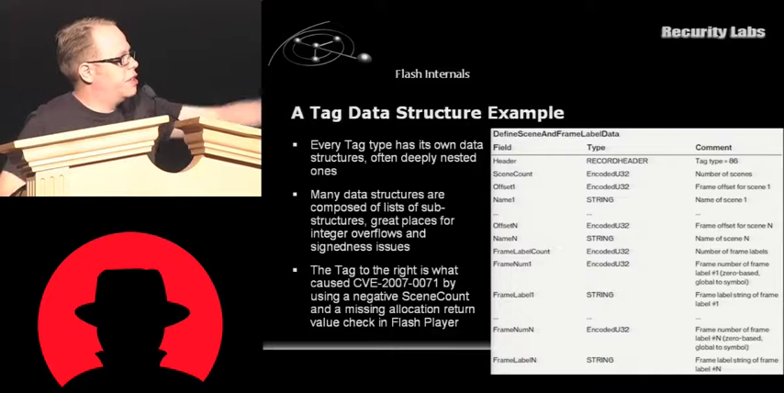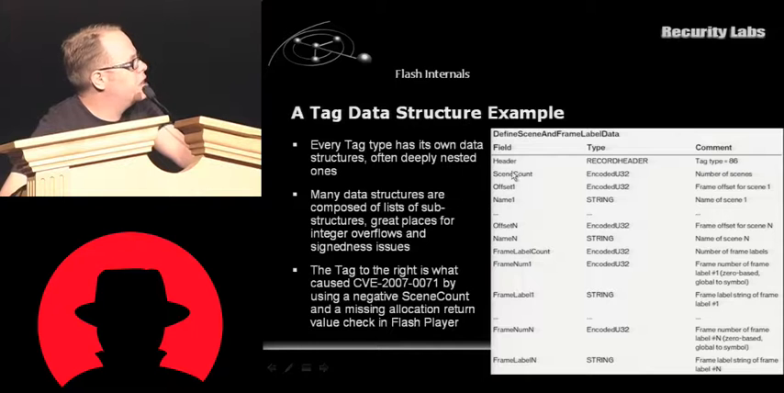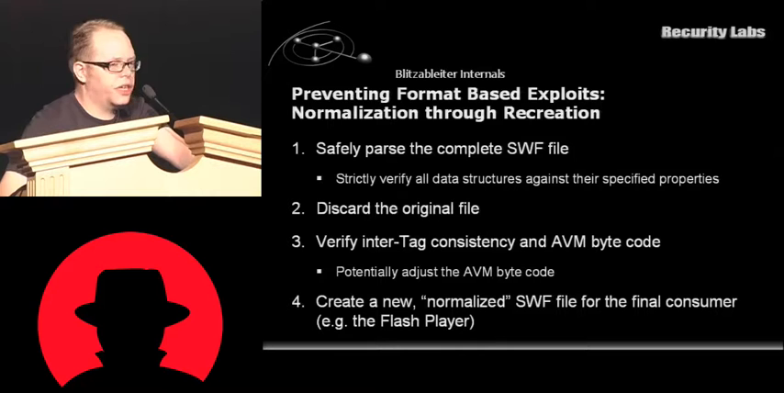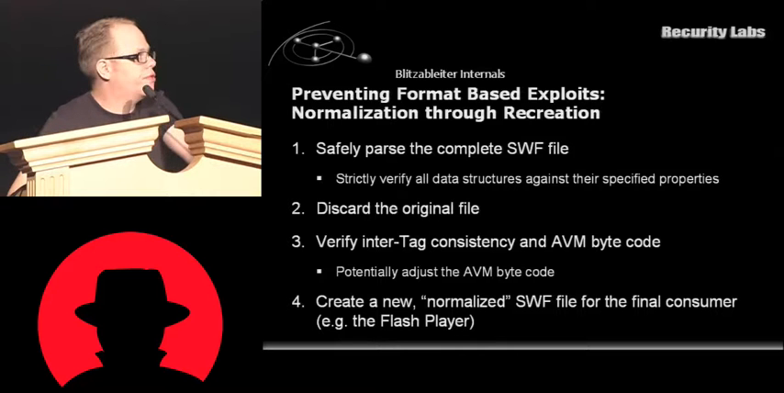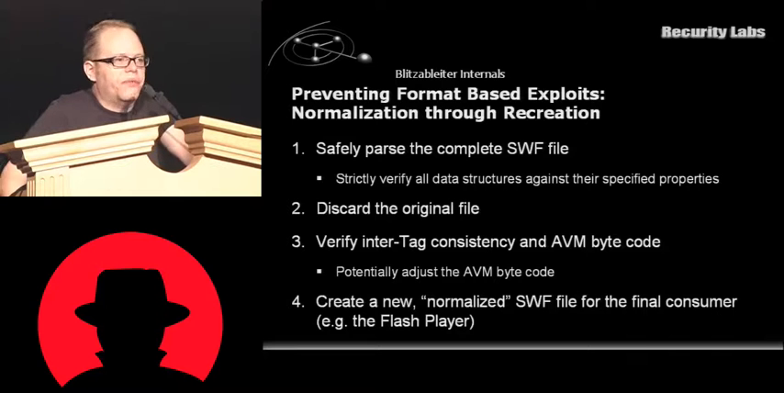The tag you see here to the right is actually the one that caused CVE 2007-0071. Because if you look at the scene count here, it's a 32-bit encoded number, and this one could be negative, and then it essentially overflowed. So how do we want to prevent this from happening?